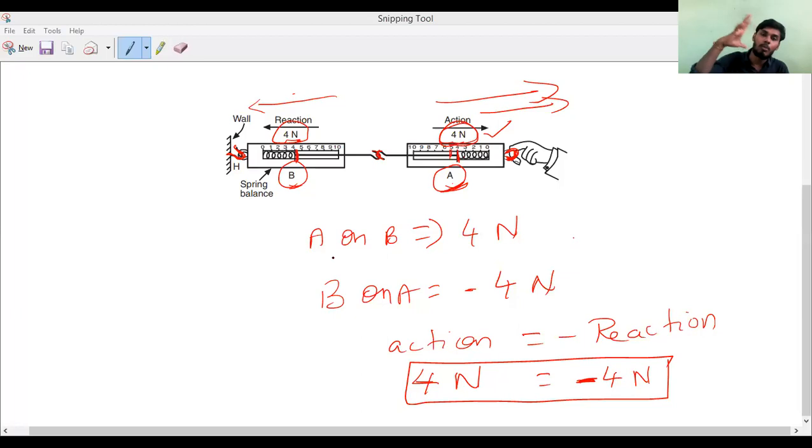So from that experiment, we can say the force exerted by body A on body B is how much? 4 Newton. The force exerted by body A on body B is 4 newtons. In the same way, the force exerted by body B on body A is also, say, minus 4 Newton. This is what is called Newton's Third Law. Do you understand, all of you? Yes, sir.